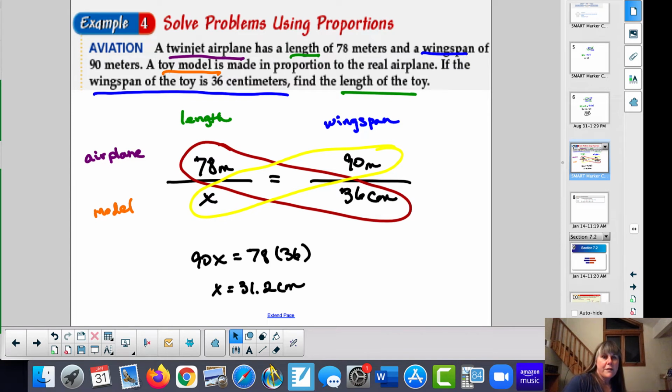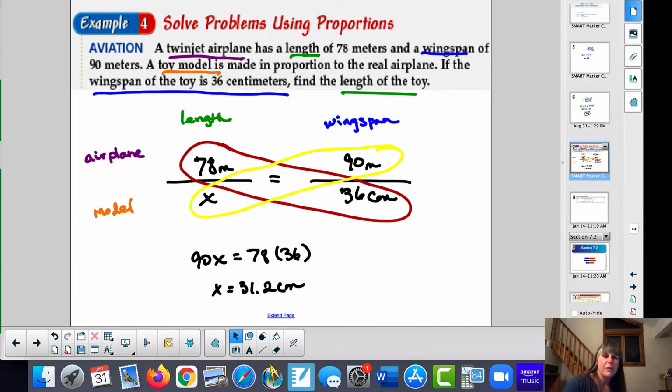You could also have set this up where these were in different spots. The only way that this proportion would not work, where you would get the wrong cross products, is if we turned one of those upside down. As long as you're labeling all these categories with the four different categories that you have, that won't happen. You'll put everything in the right place.